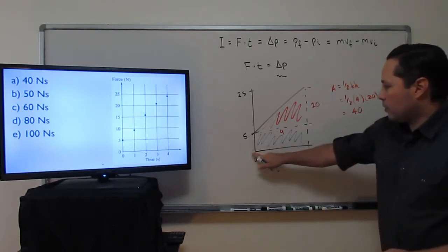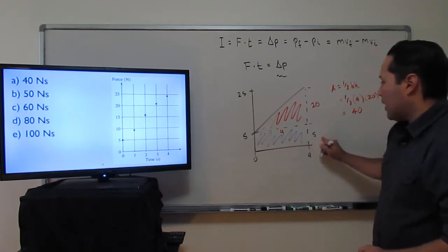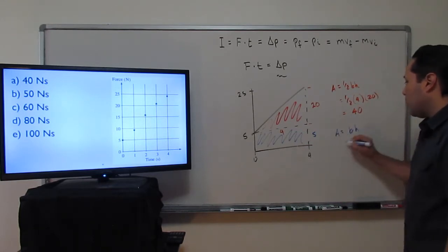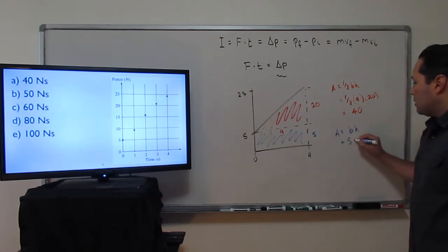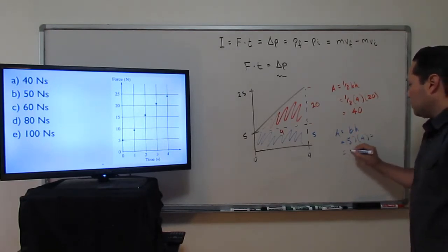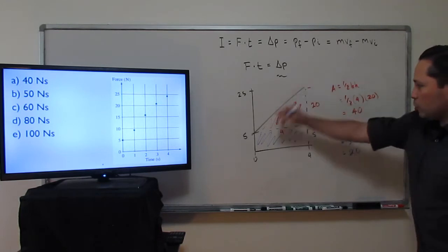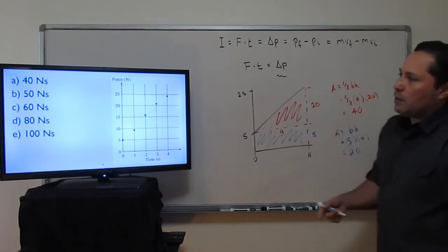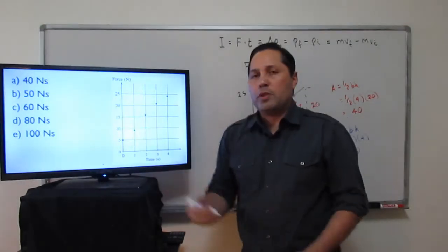Alright, the height is from 0 to 5, so it's 5 height, 5 times 4. The area of a rectangle is just base times height, so it's going to be 5 times 4. That gives us 20. Alright, so what's the total area then? 20 plus 40, that'll give us 60. So the answer for this problem is 60.